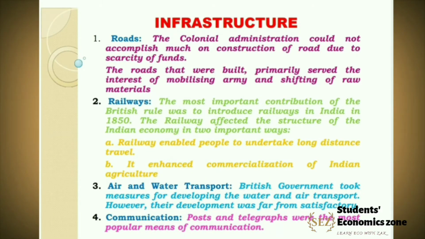Now we can discuss the condition of infrastructure under colonial rule. Normally, the concept of infrastructure is divided into two: economic infrastructure and social infrastructure. Economic infrastructure is related to road, railway, then communication, etc. That means transport and communication. At the same time, social infrastructure is related to health and education.